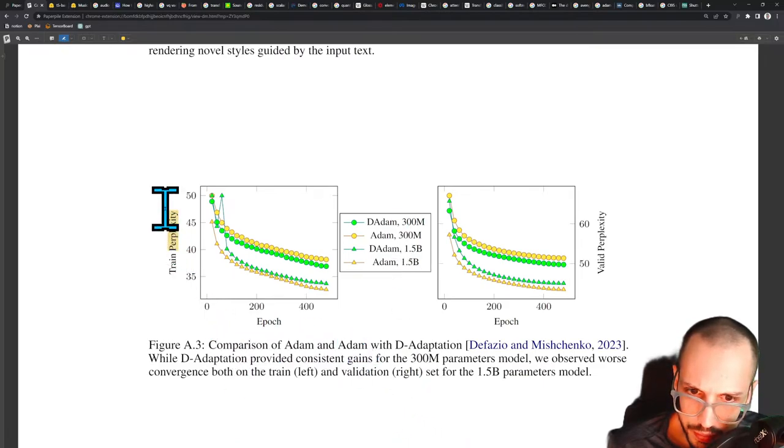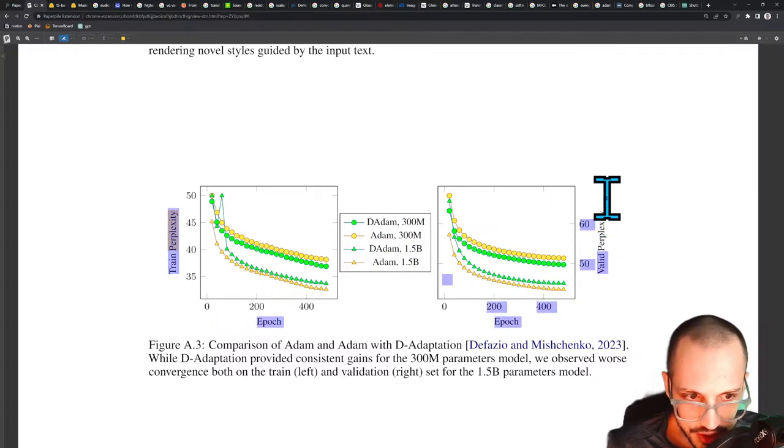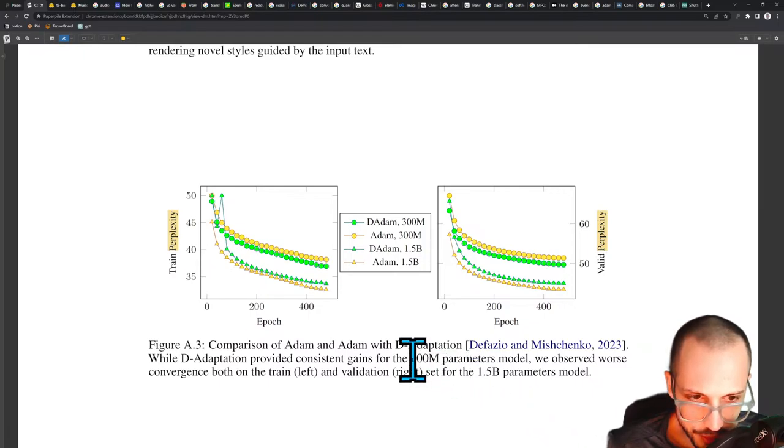So that's actually a good point there. Here you have perplexity. Perplexity is usually used to measure generation for language models. I don't know what perplexity means in the space of audio tokens, but here they're just showing you D-Adam versus Adam. D-Adam seems to be a little bit better, I guess. No, it's actually worse. Worse convergence.